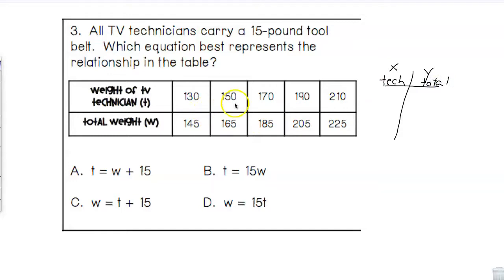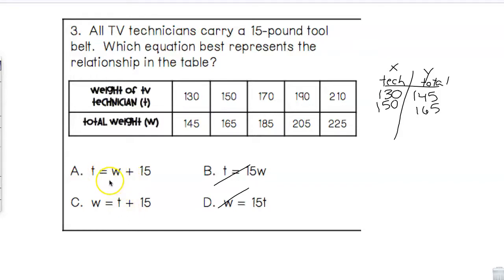Okay, so if your technician weighs 130 pounds, once they put on their tool belt, what is their total weight going to be? Well, their total weight's going to be 145. So I'm seeing an increase of 15. Let's look at the next ordered pair. If my technician weighs 150 pounds, once they put on their tool belt, they will weigh 165 pounds. So I am seeing an increase of 15. So I can cross this one off and cross this one off because it's not multiplicative. It is additive.